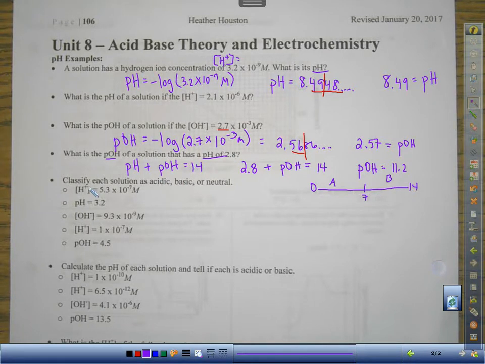So if we are given the concentration, you're going to have to find the pH. You're going to have to do what we did up here in order to do it. So for this particular one, you're actually going to have to do the negative log of 5.3 times 10 to the negative 7th to see what we get.